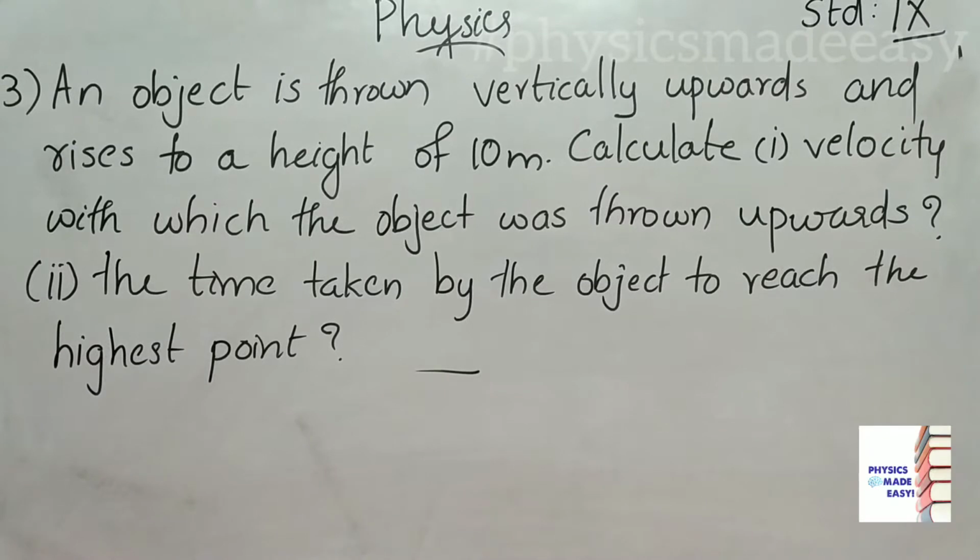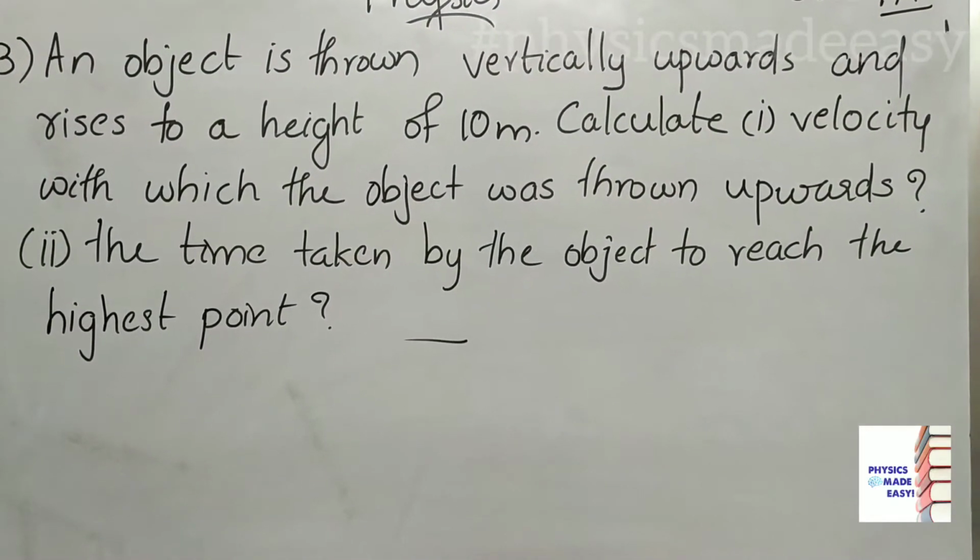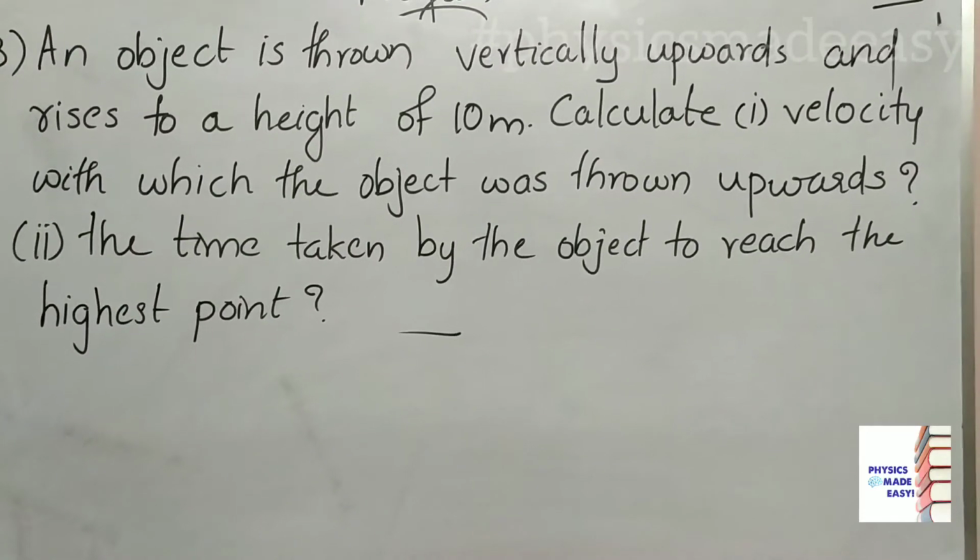An object is thrown vertically upwards and rises to a height of 10 meter. Calculate the velocity with which the object was thrown upwards, and the time taken by the object to reach the highest point.